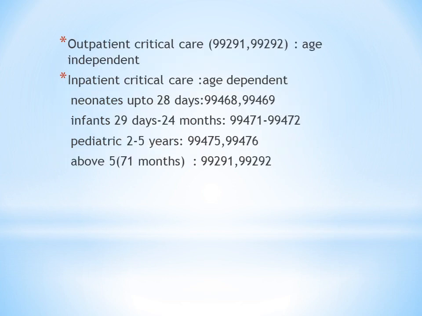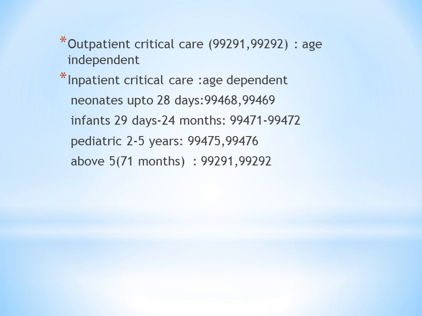Next, the critical care codes are divided on the basis of inpatient or outpatient critical care. What is outpatient critical care? Outpatient means the patient is not admitted. If the patient is not admitted, it is considered outpatient. So the critical care given for an outpatient is outpatient critical care, and the critical care performed for an admitted patient is inpatient critical care.